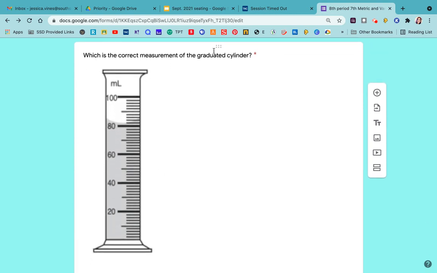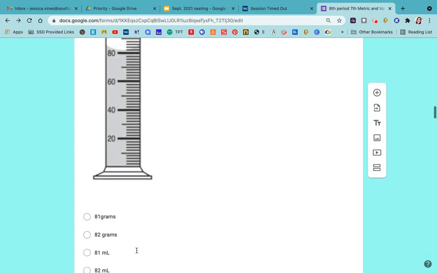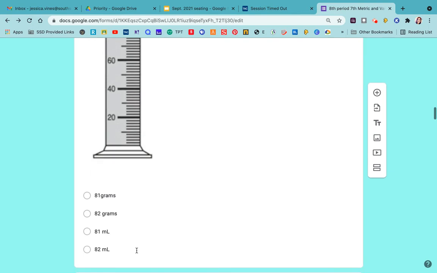What is the correct measurement of the graduated cylinder? Remember that you need to know how much each line's worth before you start measuring. And we learned how to do that in our labs. Is it 81 grams, 82 grams, 81 milliliters, or 82 milliliters? You have to remember what we measure liquid in.